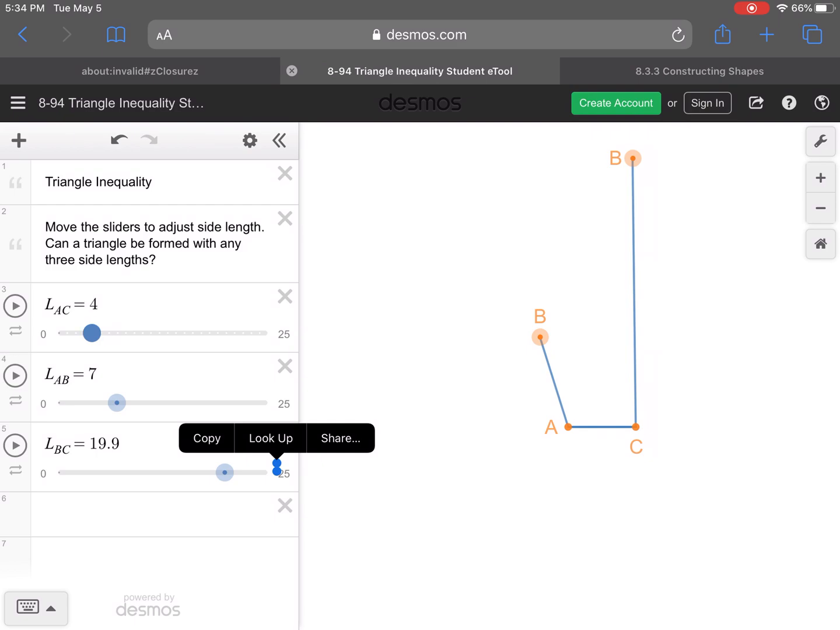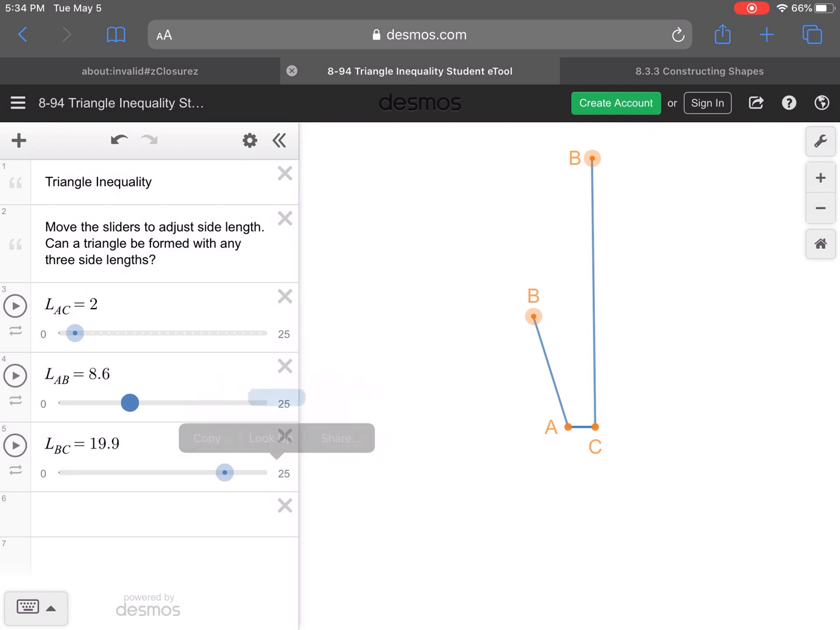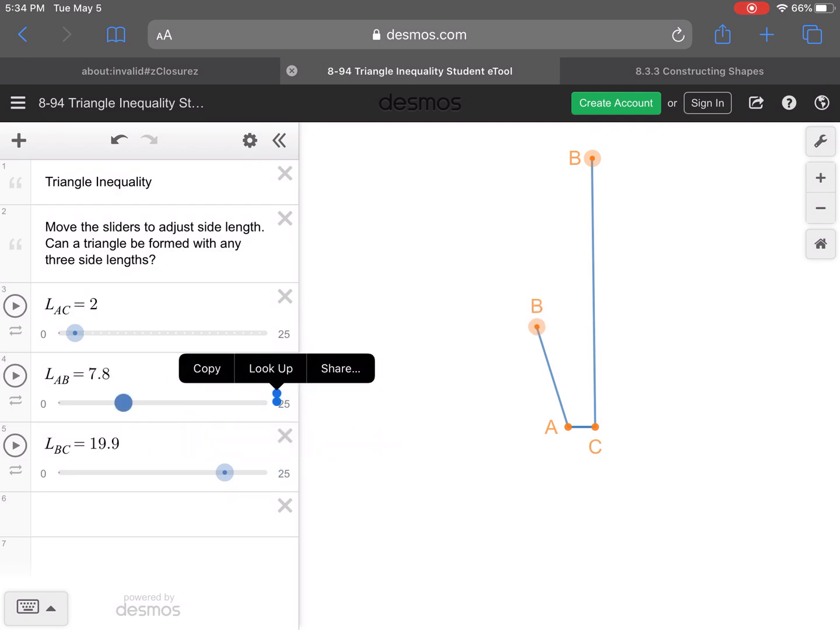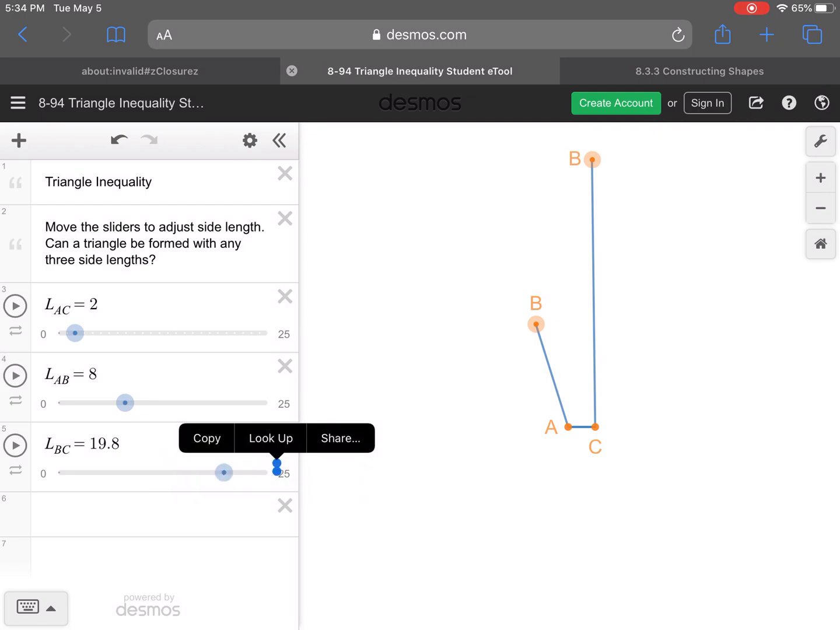All right, I'm going to go back to that one. 2, 8, and 20. Oh my goodness, I appreciate your patience with this. This is just not cooperating with me right now. There we go. So we have 2, 8, and 20 as our side lengths.